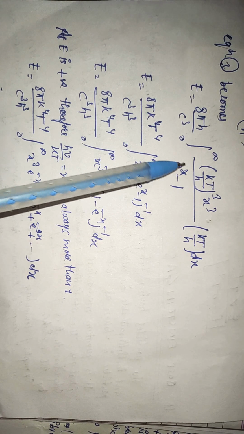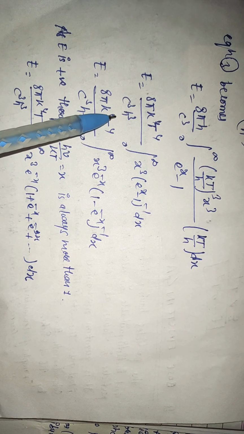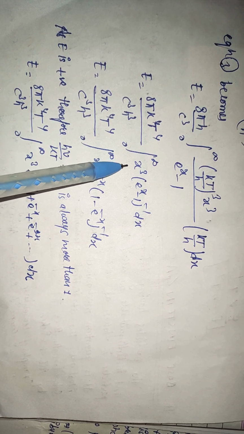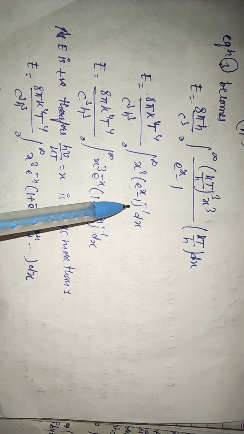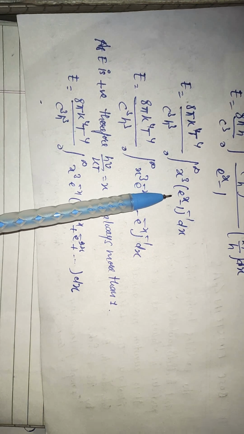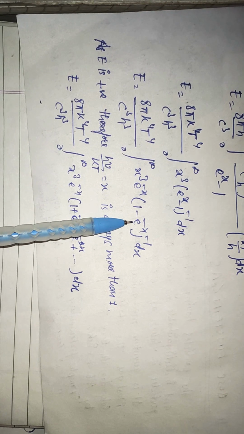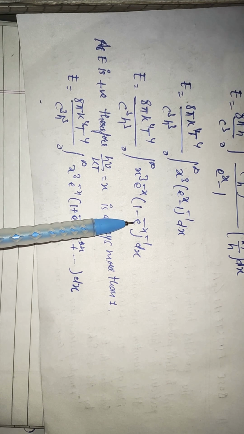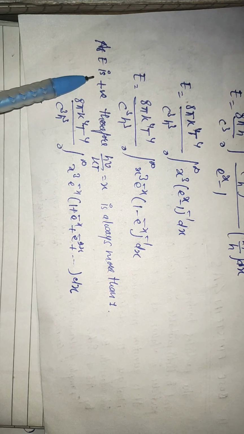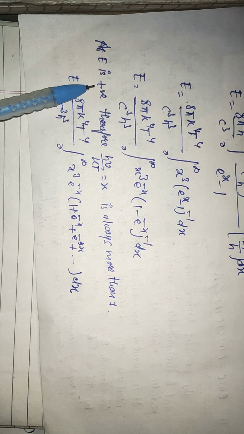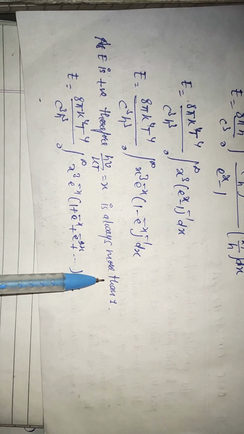Taking the constant terms outside the integration sign, we have 8 pi k^4 T^4 divided by c cube h cube into the integration of x cube (e^x minus 1) to the power minus 1 into dx. Now taking e raised to the power x common from this expression, this term becomes 1, and this factor divided by e raised to the power x becomes e raised to the power minus x. And as the total energy radiated by a body is always positive, the factor has to be more than 1.